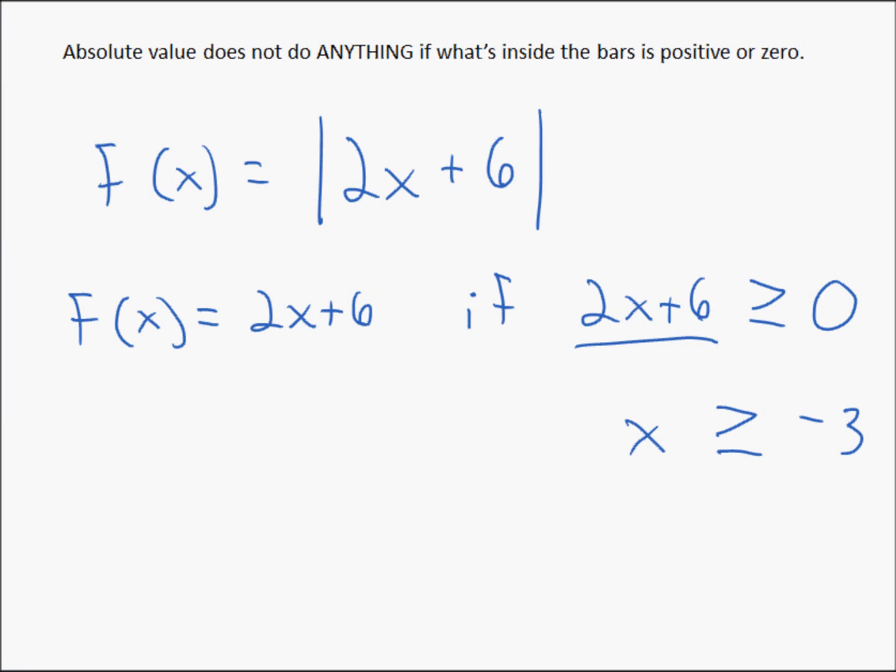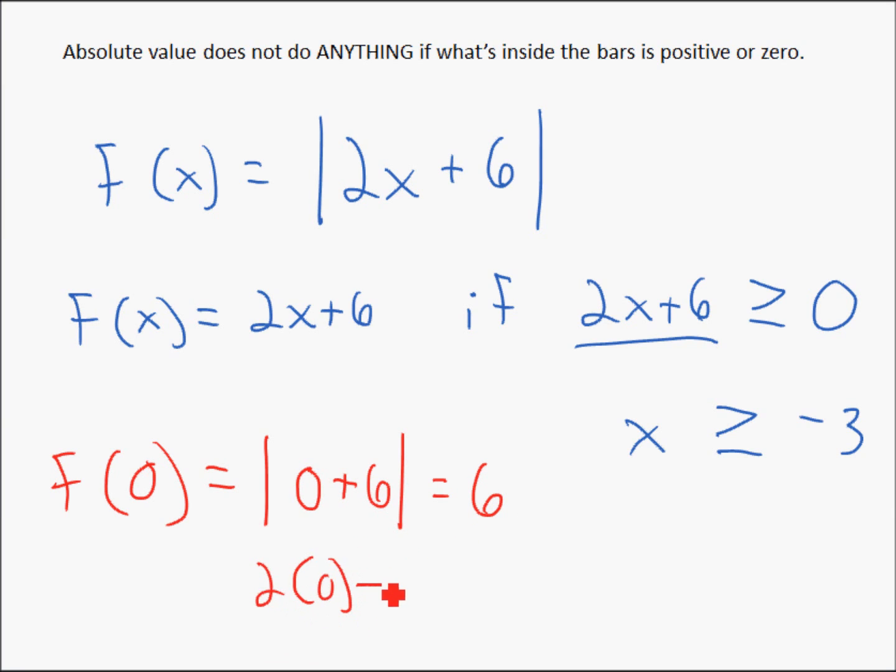So let's try a couple out here just to make sure. Let's find f of 0. Well, when you plug 0 in, you get the absolute value of 0 plus 6, which is 6. That's the same thing as just doing it without the absolute value bars. You get the same thing, okay? You just get 6. So the absolute value bars didn't do anything. They just gave us back 2x plus 6.